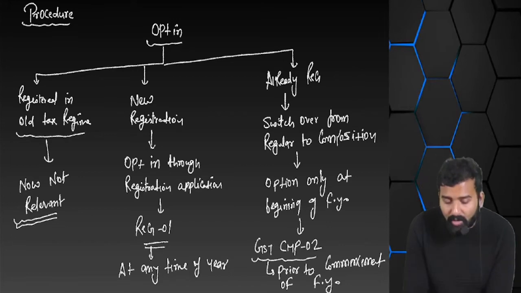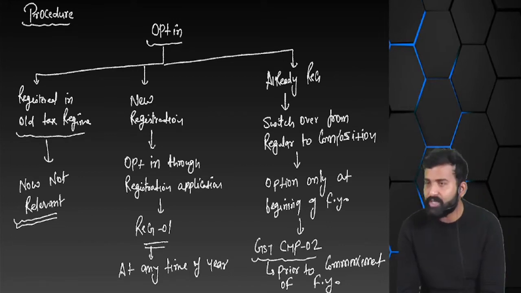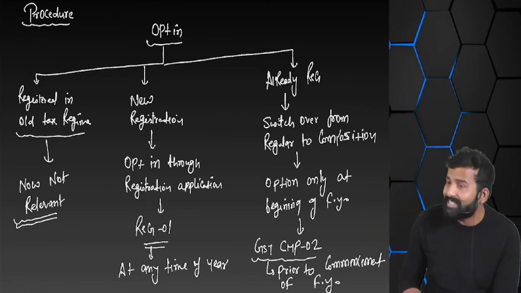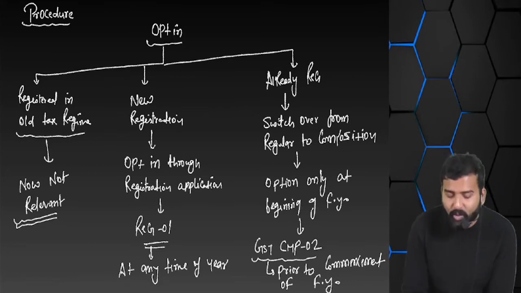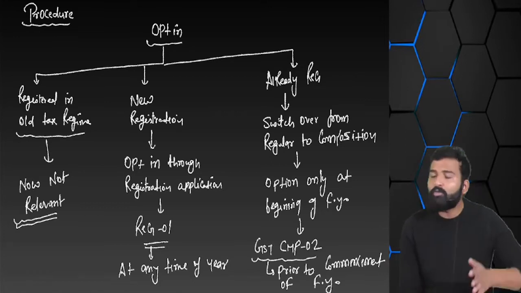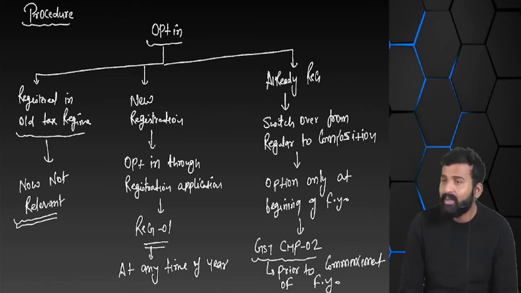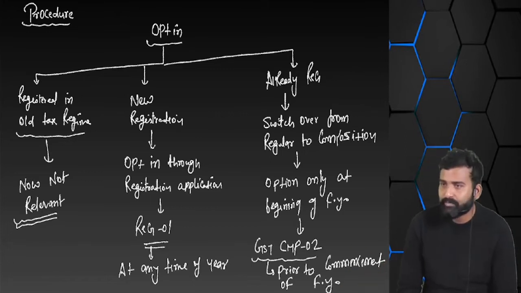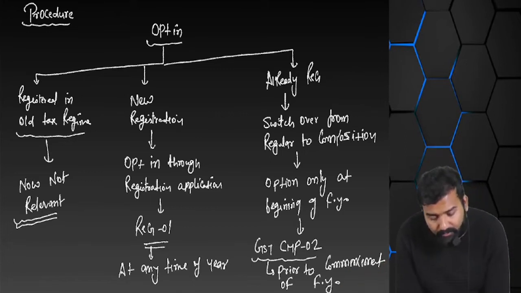So if you are applying for a new registration, you can opt for composition at any time of the year, and only in REG01, that is the registration form. But if you are switching over from a regular person to a composition person, then you can only switch from the beginning of the financial year. This form opens for 1 month in March 2022, and in March 2022 you can avail the composition scheme for April 22. What is the form number? CMP02, and it should be filed prior to the commencement of the financial year.